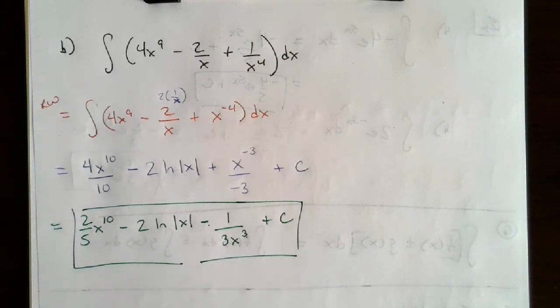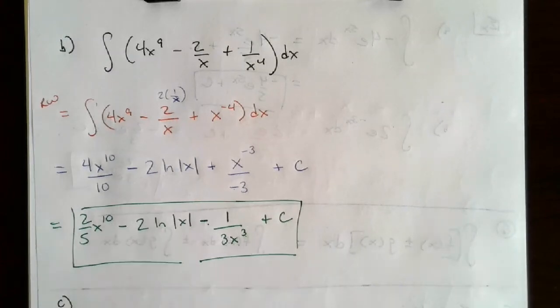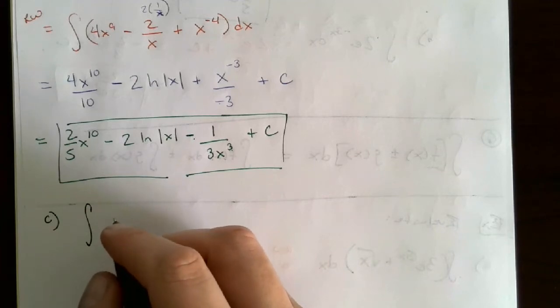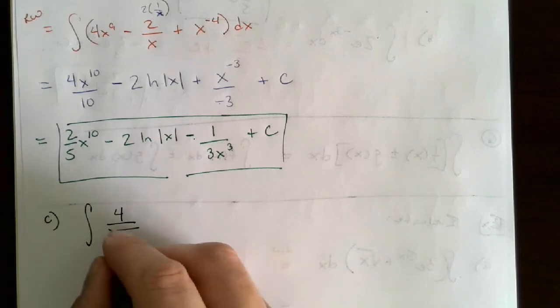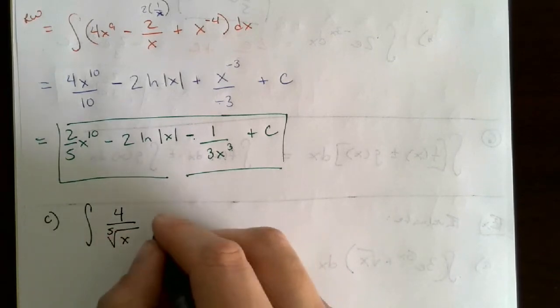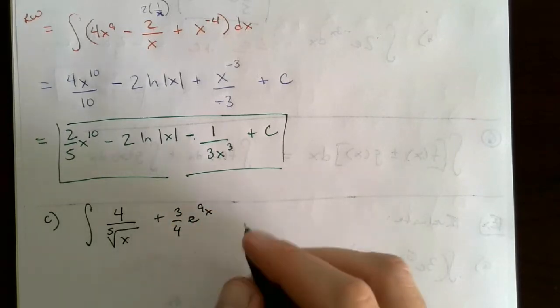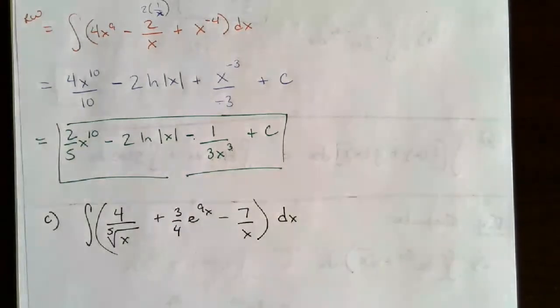And then maybe we'll look at one more like this. If I had the antiderivative of, we'll say, 4 over the 5th root of x plus 3/4 e to the 9x minus 7 over x with respect to x.